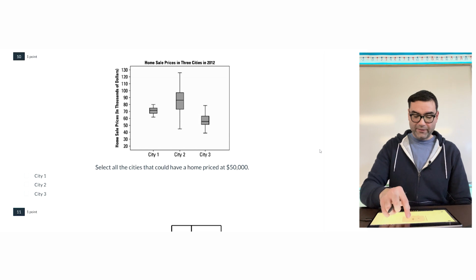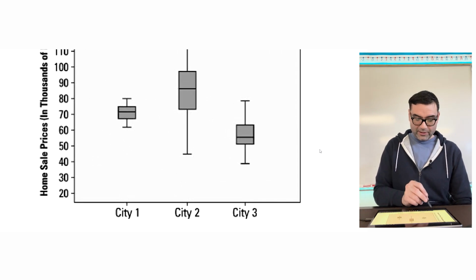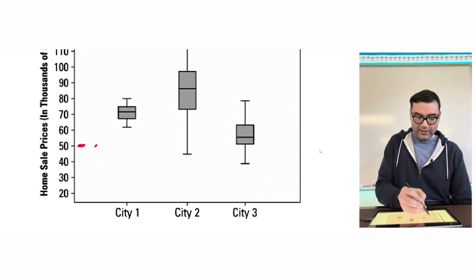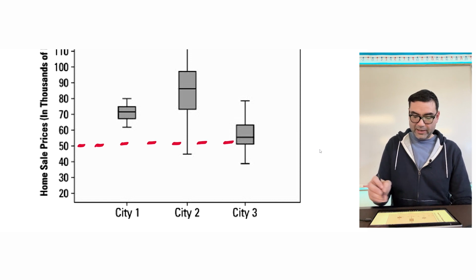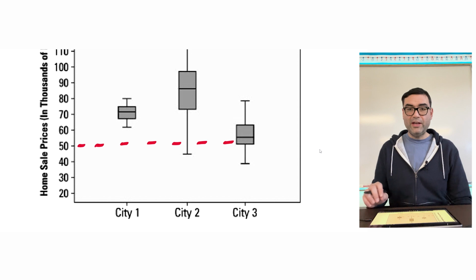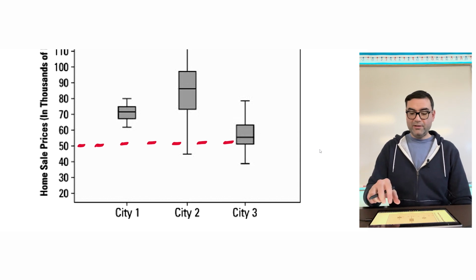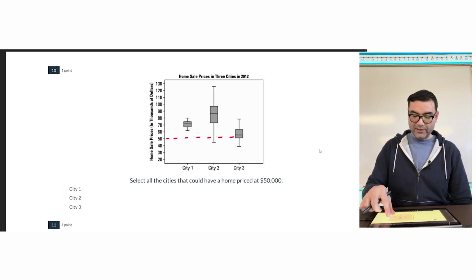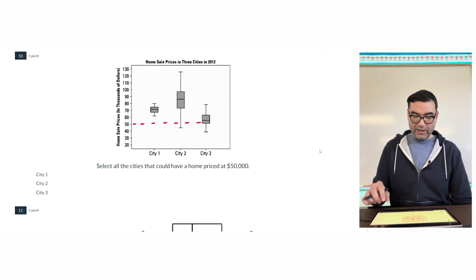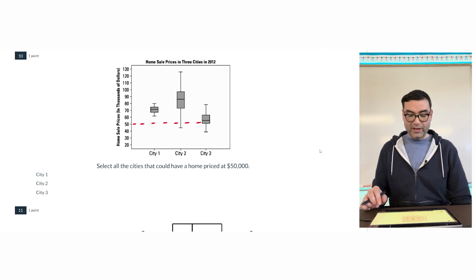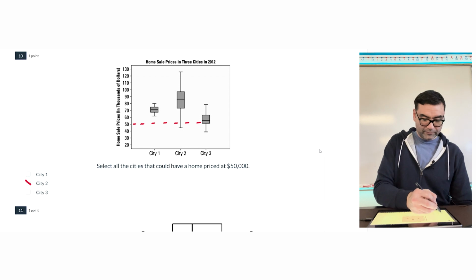So if I zoom in at 50, hoping it's obvious here, any box plot that has data around that level should have a data value around there. So it's possible that city 2 and city 3 should have a data value of 50, so $50,000. So cities 2 and 3 could have a home price at $50,000. City 1 does not have a home that reaches down to that price.